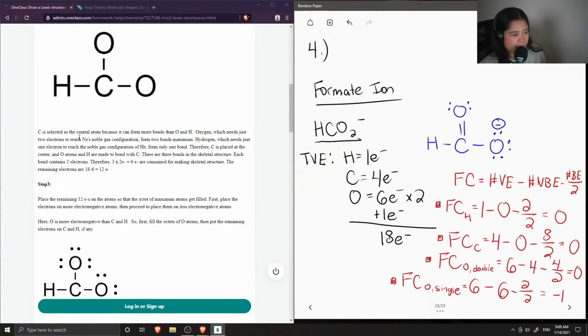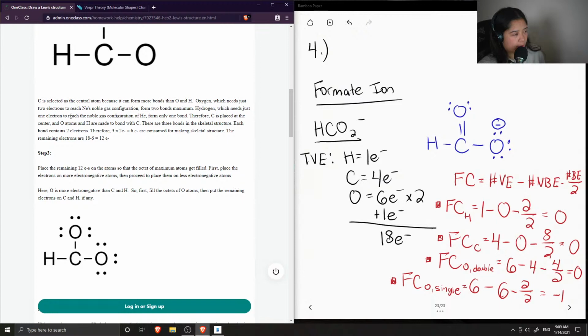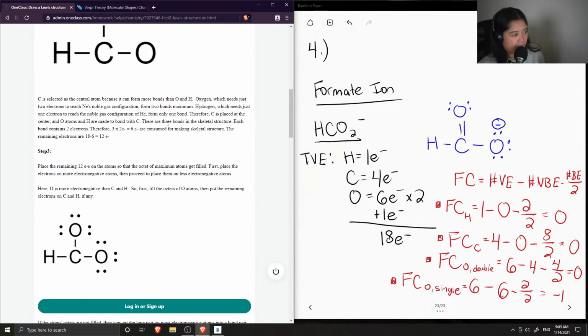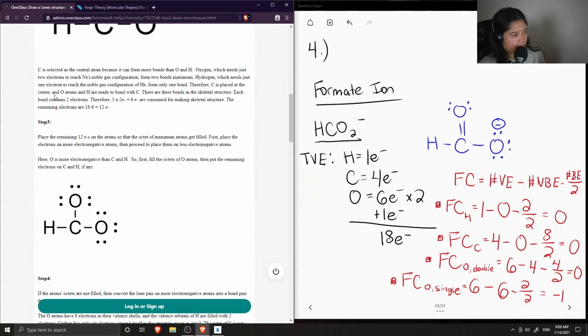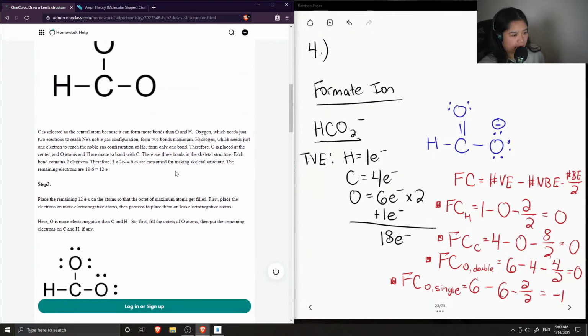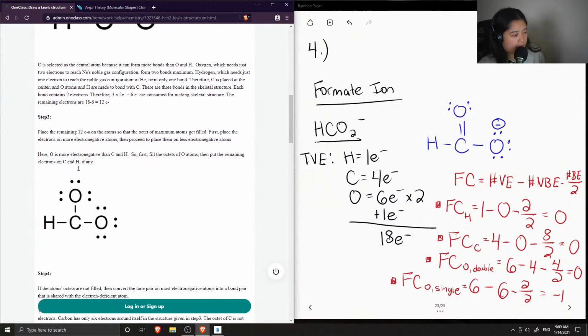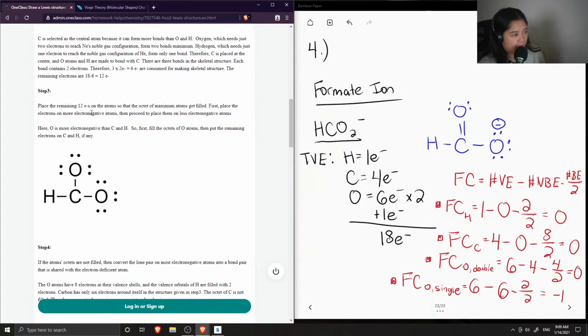So oxygen, which needs just 2 electrons to reach neon's noble gas configuration, forms 2 bonds maximum. And hydrogen, which just needs 1 to reach the noble gas configuration of helium, forms only 1 bond. Therefore, carbon is placed at the center. Oxygen atoms and hydrogen are made to bond with carbon, and there are 3 bonds in the skeletal structure. Okay, so then they place the remaining 12 electrons on the atoms so that the octet of the atoms gets filled.